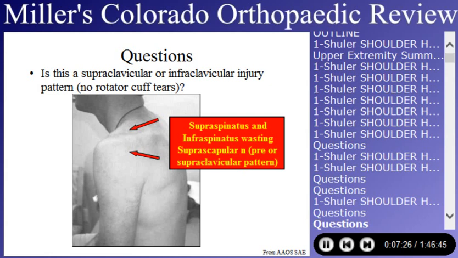And what is this then? So you have suprascapular nerve involvement. It's one of the preclavicular branches. So right there, you have infraspinatus, supraspinatus wasting, suprascapular nerve involvement. So it's a pre or supraclavicular pattern. Do not forget what this looks like on MRI. This is one of their favorites also.